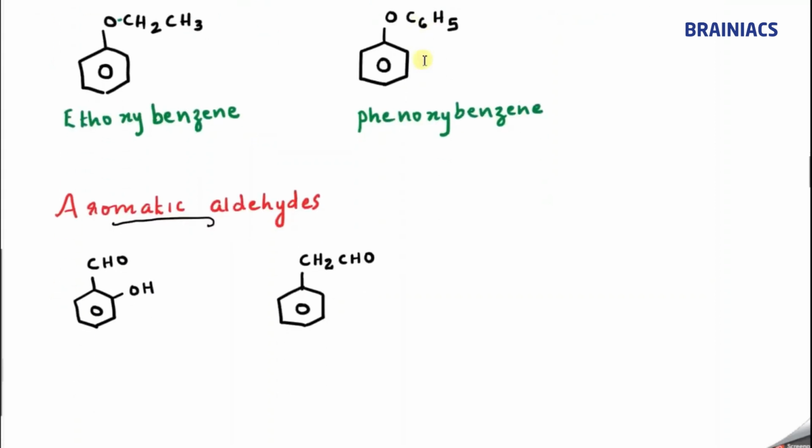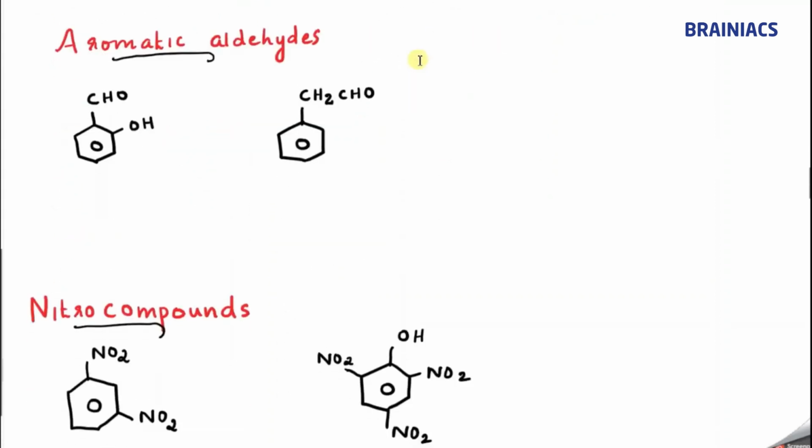Now we'll go to the aromatic aldehydes. Can anybody tell what is the name of this compound? When CHO comes with OH, a famous common name is there. Let me write first the common name of this compound. Very famous, so you should remember its common name. Can anybody tell the common name? This is known by the name salicylaldehyde.